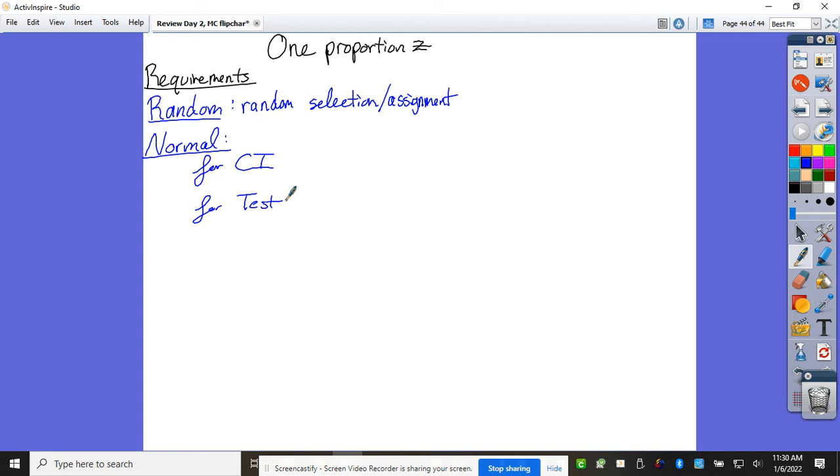So n times p, but sometimes I have p and sometimes I have p hat. So if it is a confidence interval, that means I do not know my what? P, which means can I use p in my equation? No. So for a confidence interval, it is n times p hat and n times 1 minus p hat. And both of those have to be what?